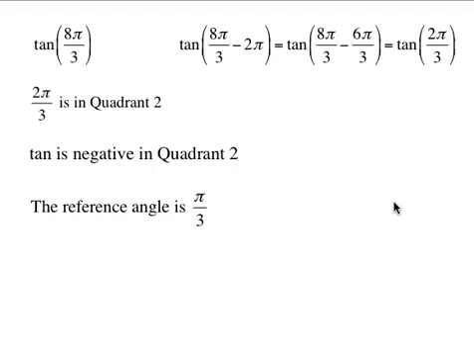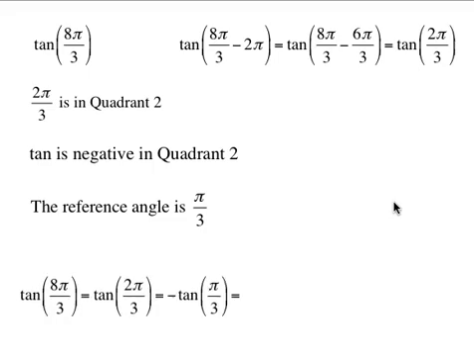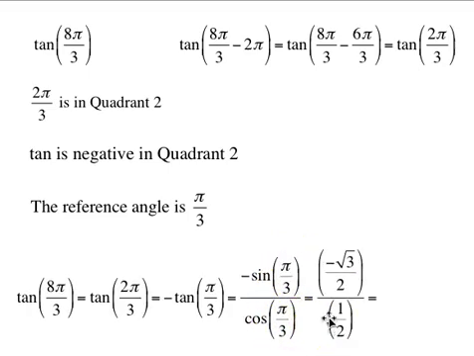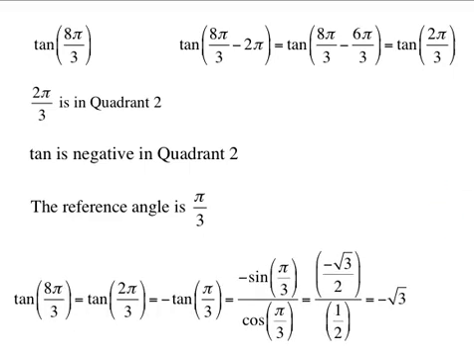So we need a negative tangent of pi over 3 once all this is taken care of for us. And the way I think of that is sine of pi over 3 divided by cosine of pi over 3, with the negative sign in front. Negative sine of pi over 3 divided by cosine of pi over 3. Negative root 3 over 2 over a half, which of course finishes up with negative root 3.